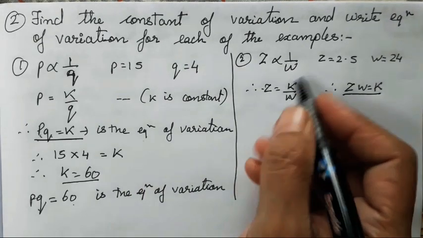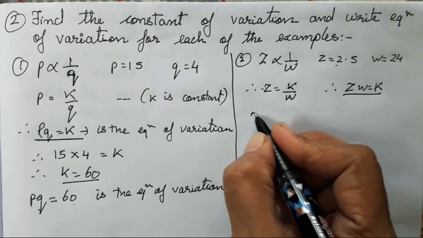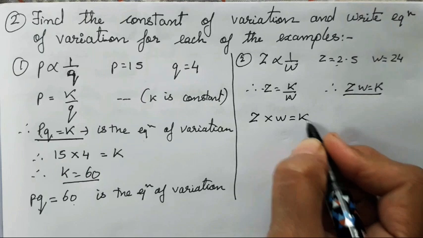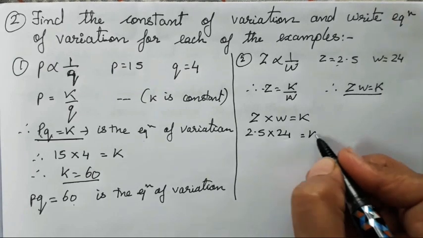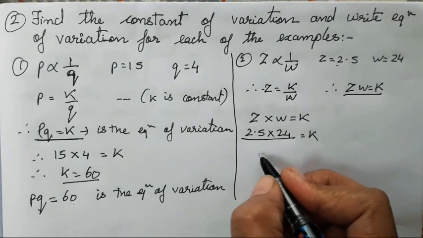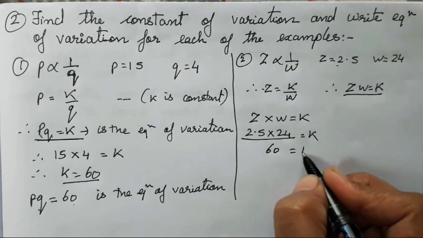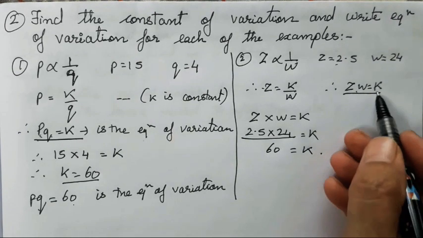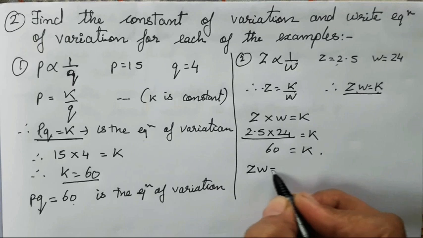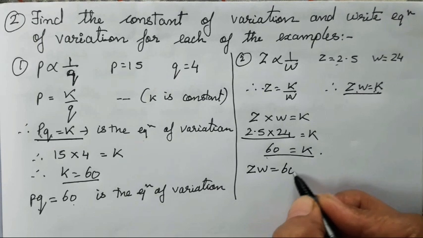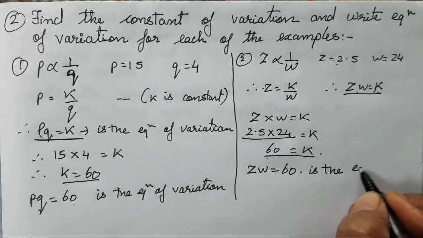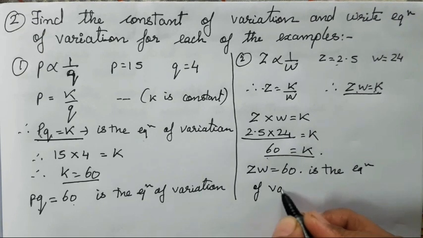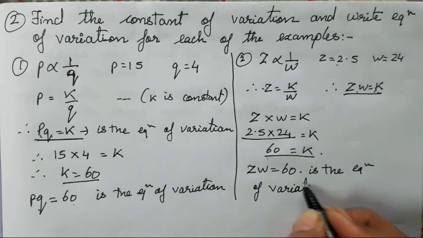Now in this formula we will substitute the values, that is Z into W is equal to K. So Z is 2.5 into 24 is equal to K. Multiply this, you will get the answer as 60 is equal to K. So K is the constant of equation. ZW is equal to K, we have got it, which is supposed to be 60, is the equation of variation. Got it? Let's move on to the third sum.